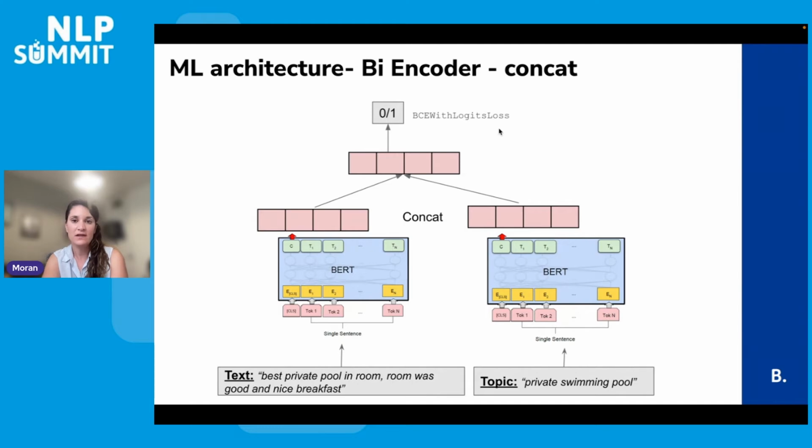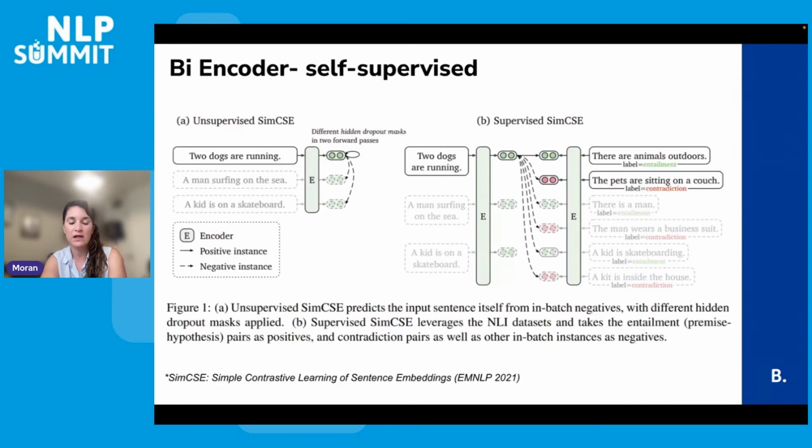Another way to do that is to concatenate them. So we can take either the CLS token embedding or the mean pooling across the tokens, concatenate them, then we can have a fully connected layer and then a sigmoid with binary cross entropy loss. So these are different architectures to do the same, but in a second we will see the advantages of each one of them.